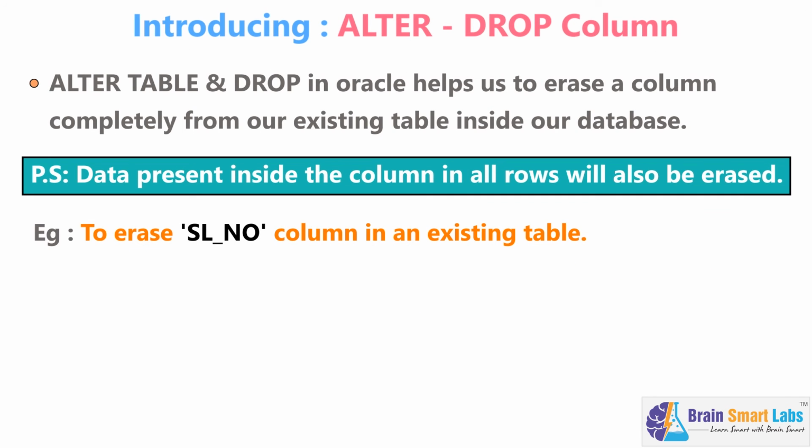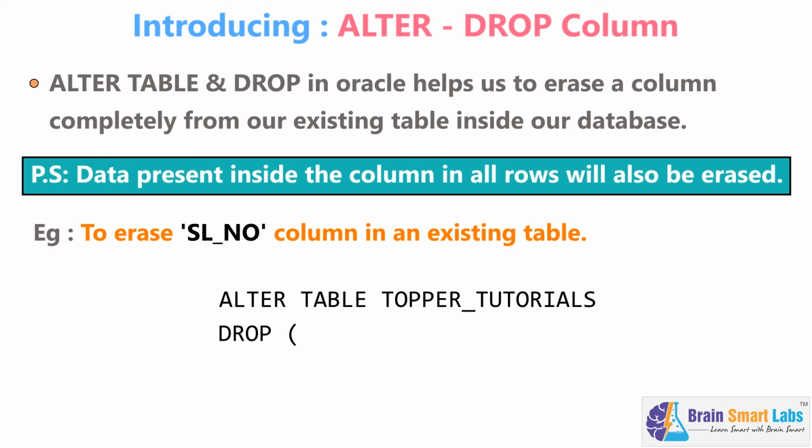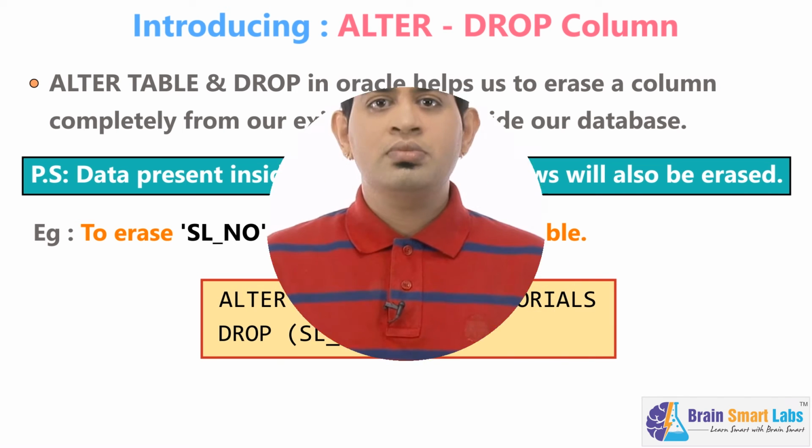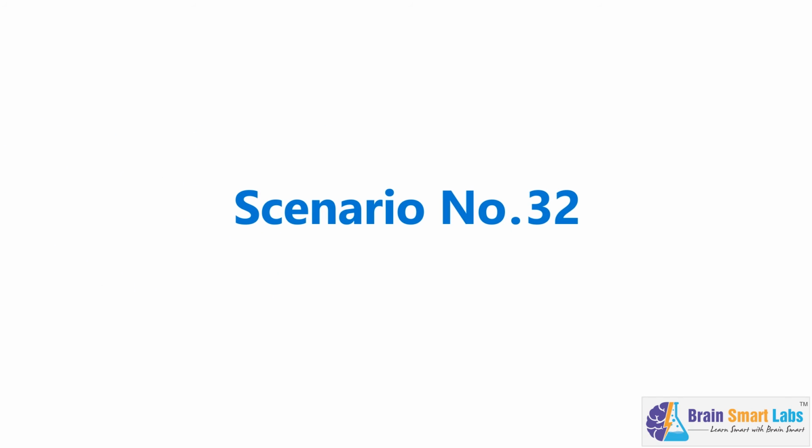Now if you want to erase serial number column in an existing table, we need to write alter table topper tutorials in the first line, drop space serial number inside small parenthesis in the second line followed by a semicolon. Please make sure you write the column name inside small parenthesis, which is mandatory if you want to drop a column permanently. Scenario number 32.